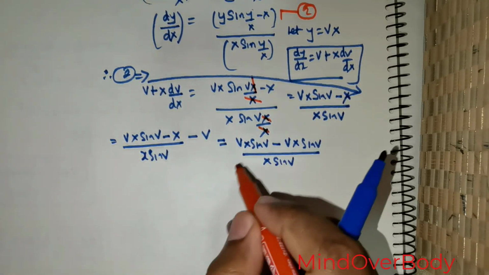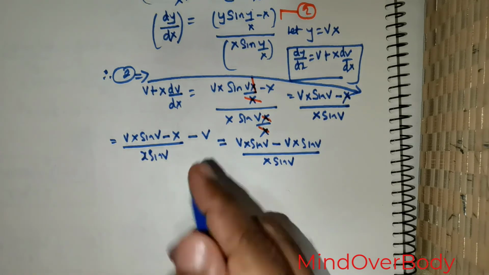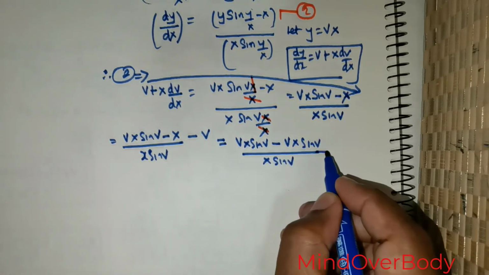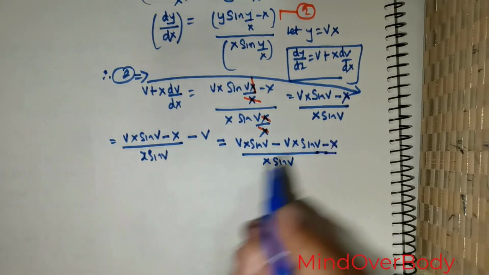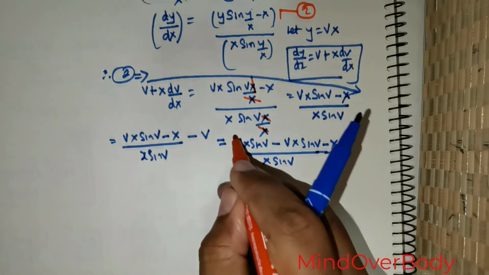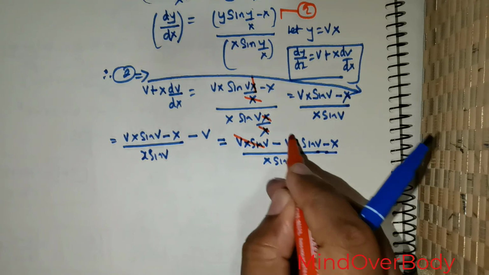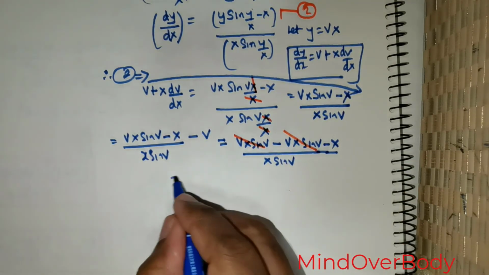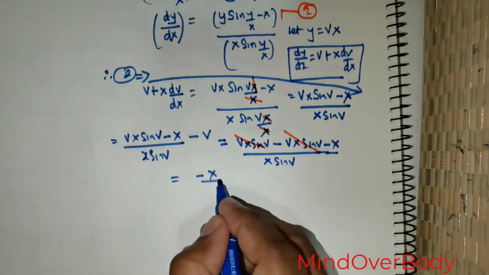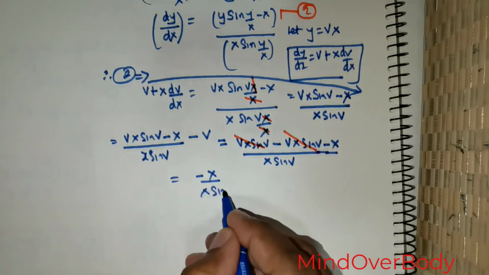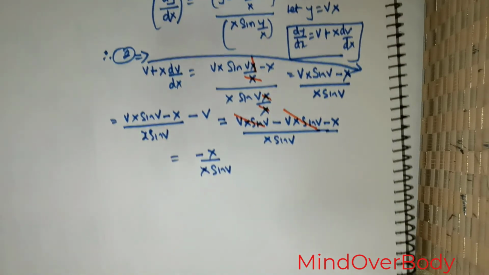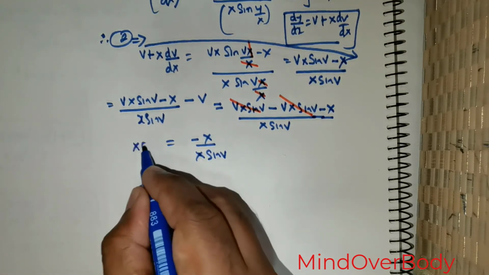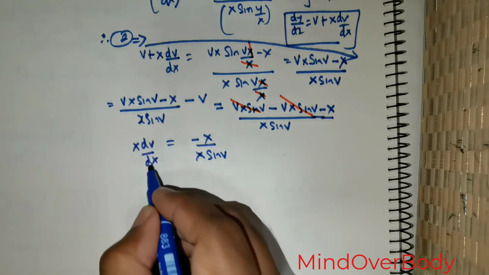Now clearly I have to have one more x here. I think I missed that out, so let me place that x. Now clearly vx sine v and vx sine v can be cancelled, and that would leave me with negative x times x into sine v. Of course on the left hand side I got x times dv over dx.